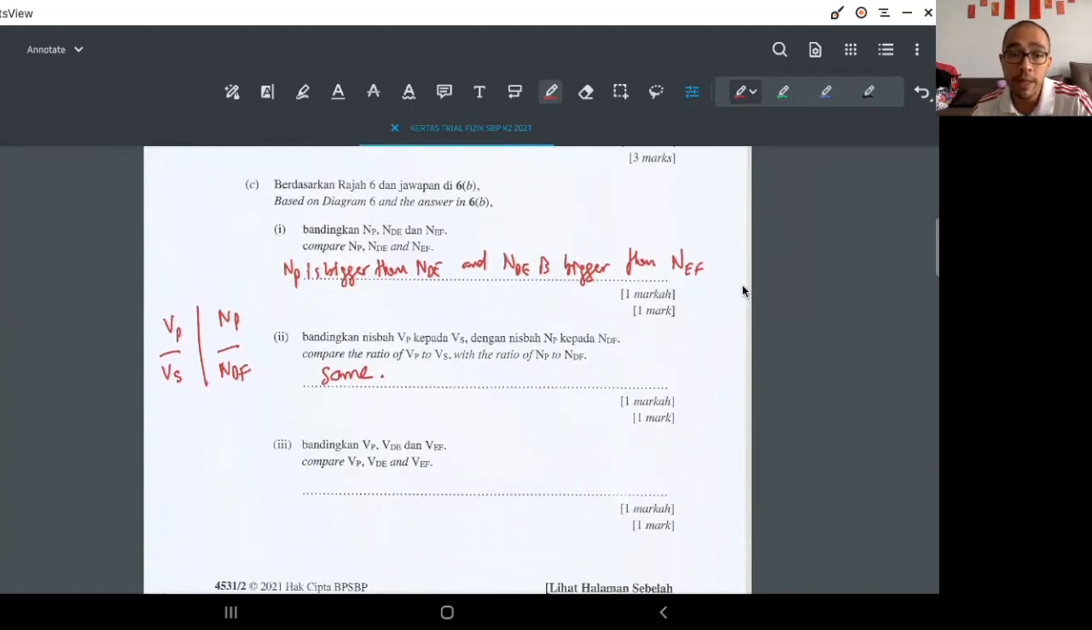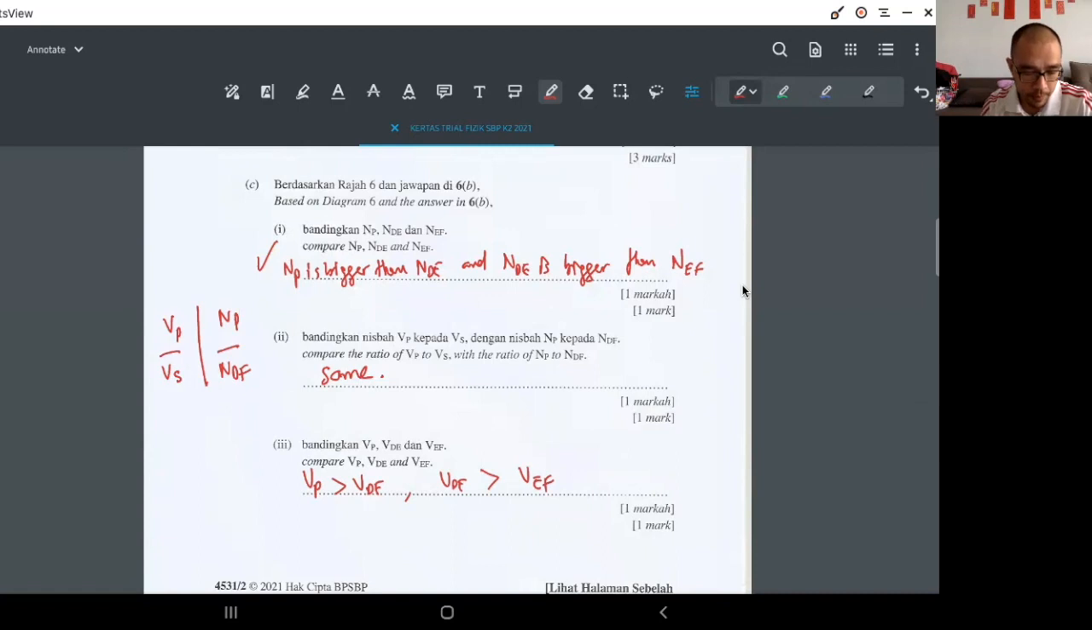Now compare Vp, Vde, and Vef. Using the same comparison just now, we will get the same result. Vp is bigger than Vde, and Vde is bigger than Vef. This one is if you're comparing three things. It's rarely asked, but there is a possibility that it can be asked.